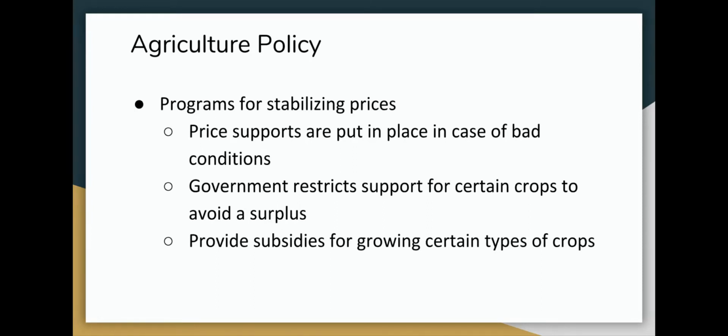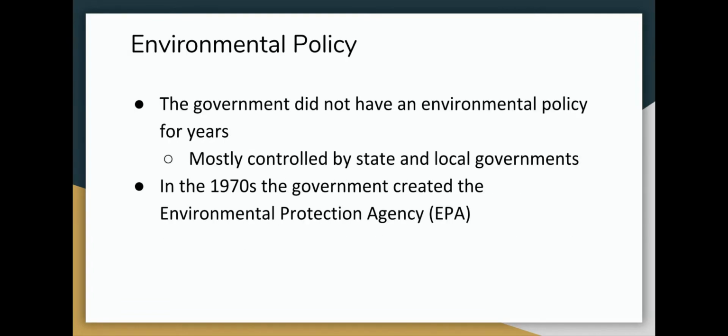Price supports were put in place in case you have bad weather conditions and a crop fails. The government can restrict support for certain crops to avoid a surplus, meaning they'll provide subsidies for growing certain types of crops. The government will pay you more money to grow certain crops that might be different than what you typically grow. Our environmental policy, the government did not have an environmental policy for many years. It was typically controlled by the states.